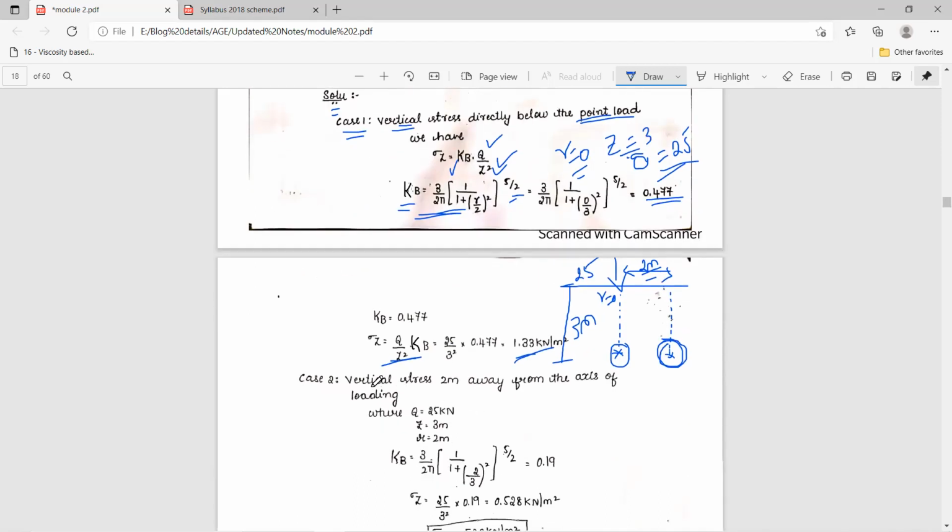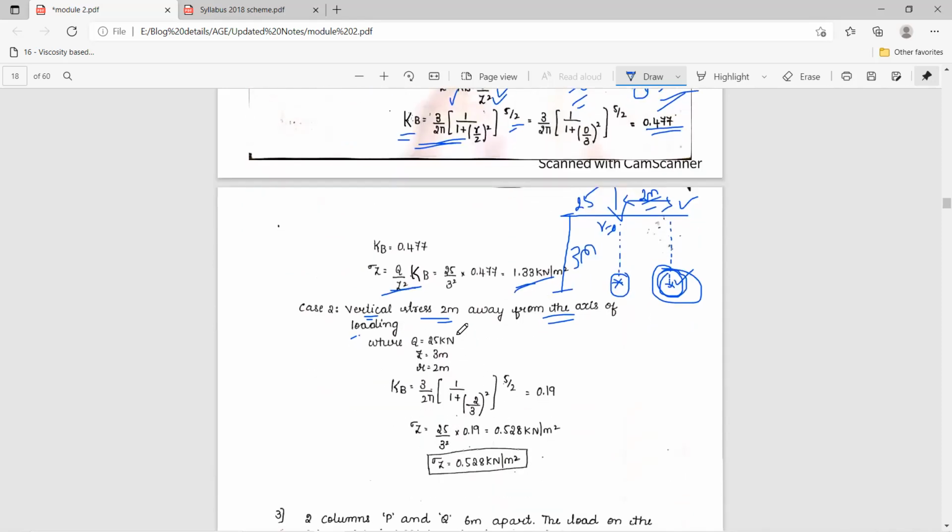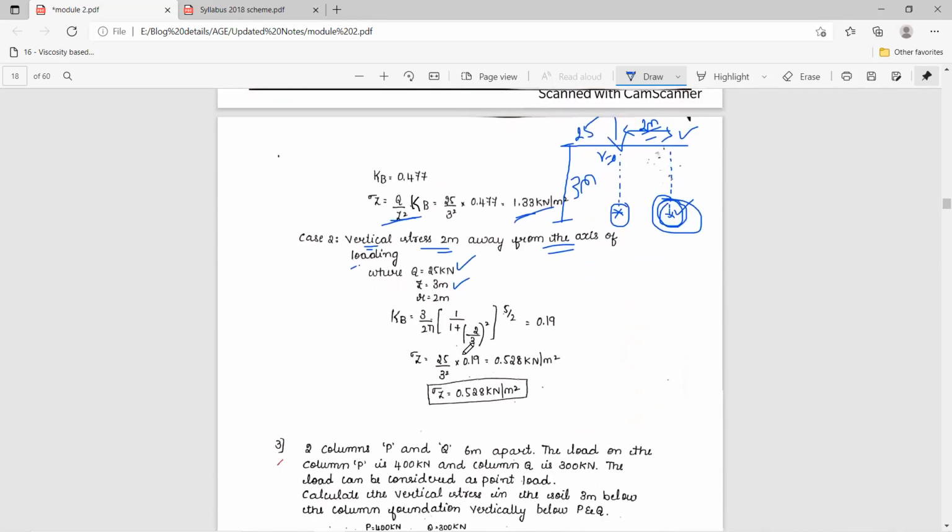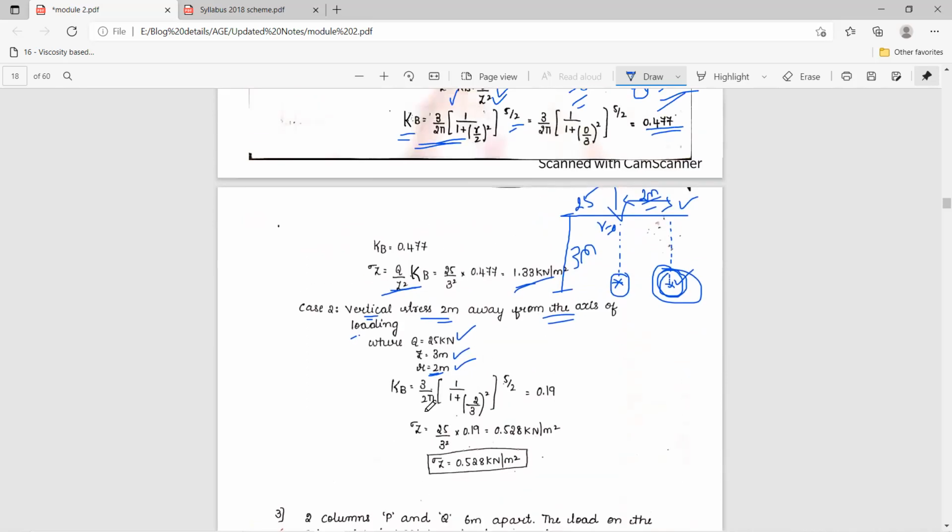Now in case 2, calculate vertical stress 2 meter away from the axis of the loading. As I said, this is the axis of the loading. 2 meter away means from here to here, and at a depth of 3 meter means at this point you need to calculate what the stress is. That can be calculated like this. We know that q is equal to 25 kilonewton and z is equal to 3 meter. In the previous case, r is 0, but in this case, radial distance is equal to 2 meter. Now apply the same formula.